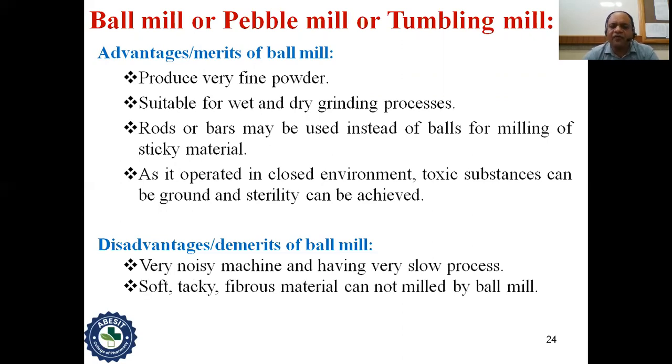If we have a soft material or tacky material or fibrous material, we cannot use the ball mill for size reduction, because when heat generates, the material will soften and become tacky, and it will adhere to the balls. So due to the adherence to the balls, the process will be stopped.